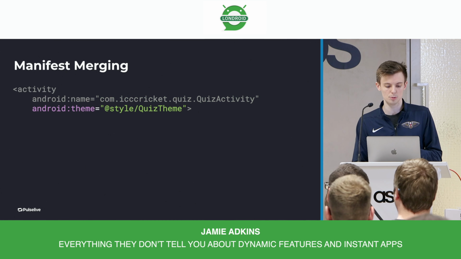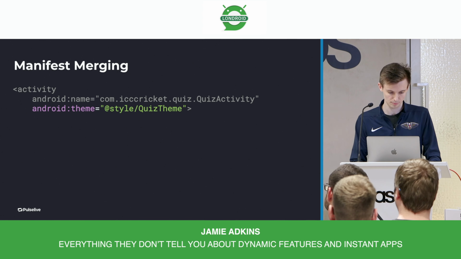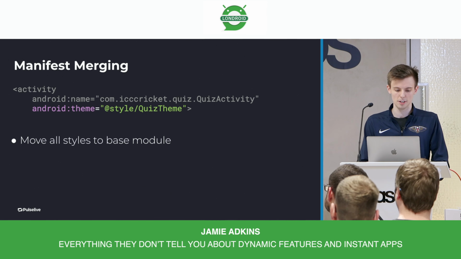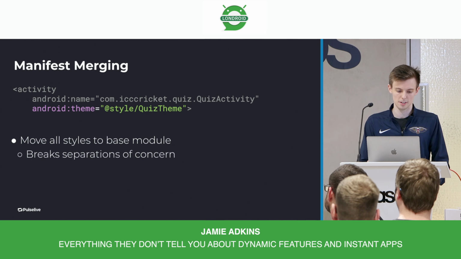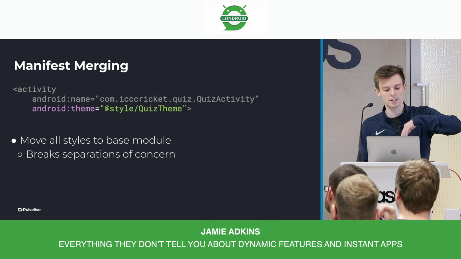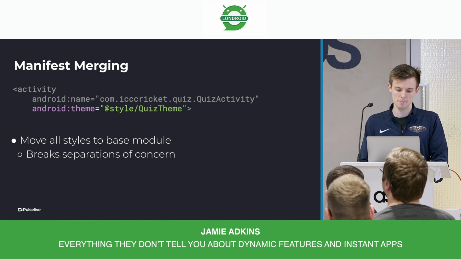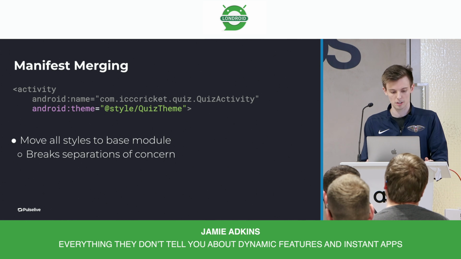The problem is with the theme. The first compiler error you'll get is the fact that the theme doesn't exist. We know it does, but the compiler can't find it. This is annoying. There are a few ways around it. You could just move all your styles to base. It's a bit inelegant, and it's going to break all your separation of concerns. You'd ideally keep all your styles and themes with the dynamic feature that they're part of. But I mean, if you've got to make it work, you've got to make it work.